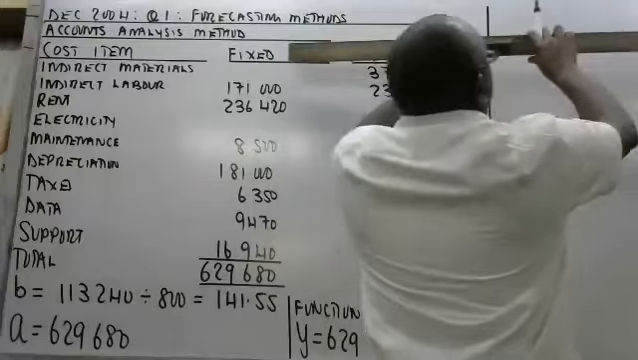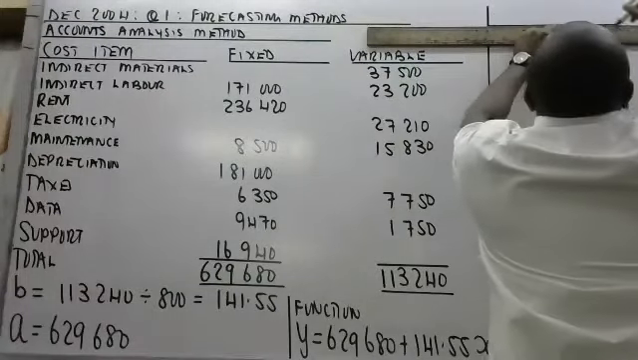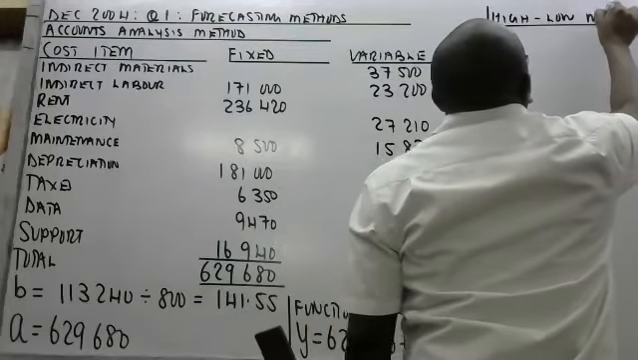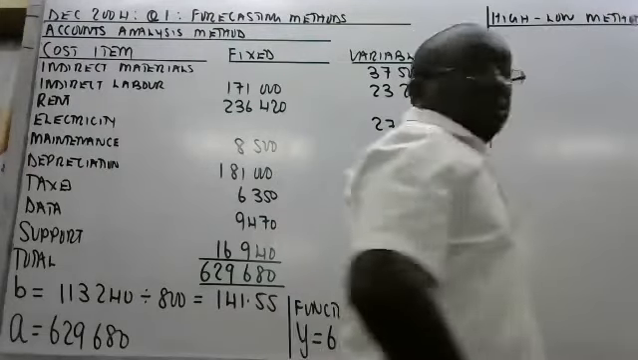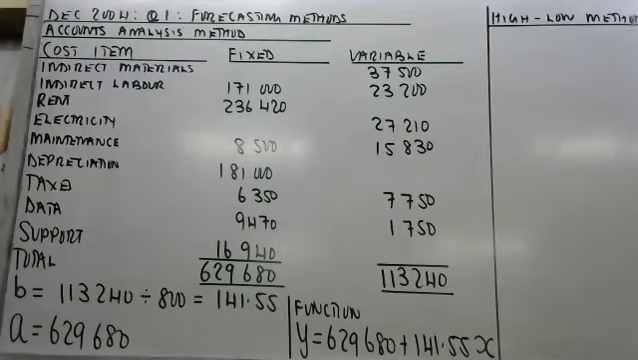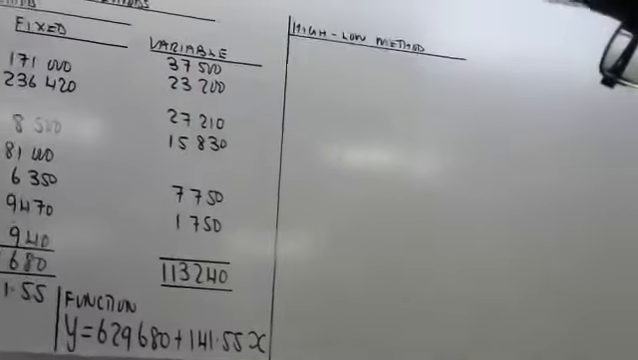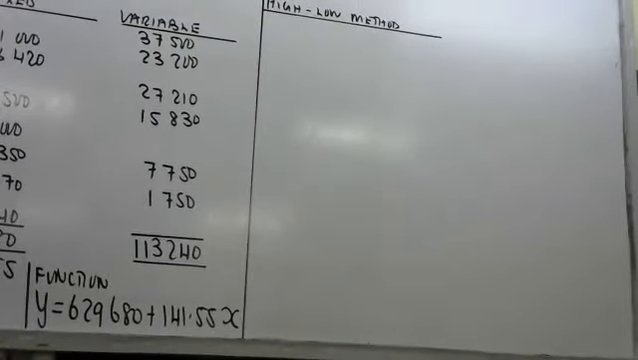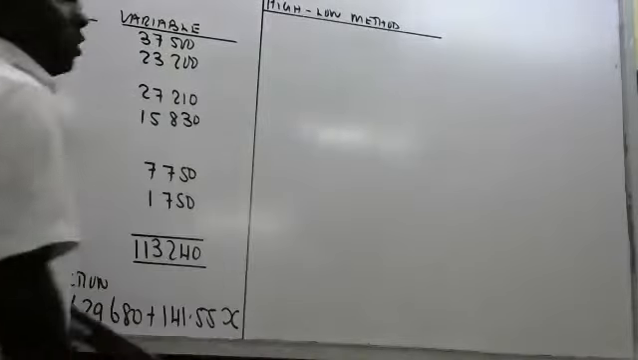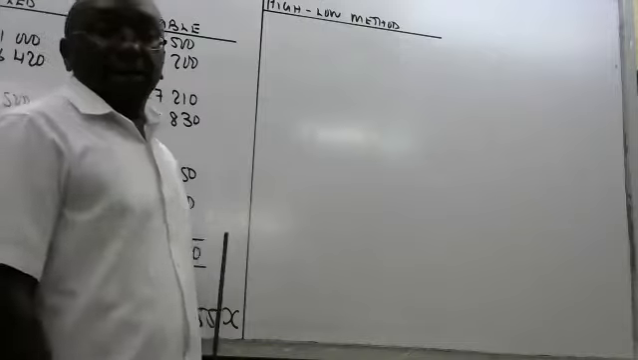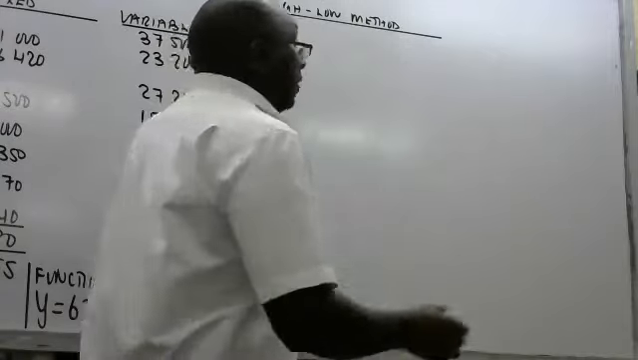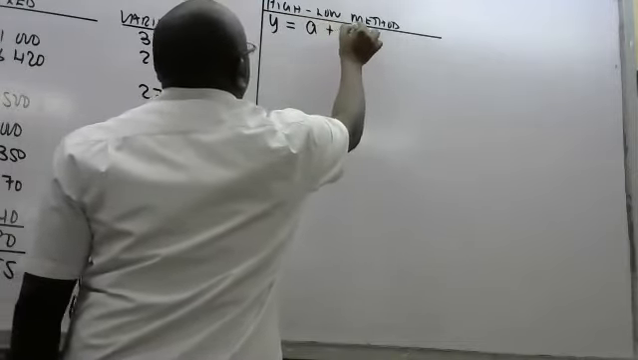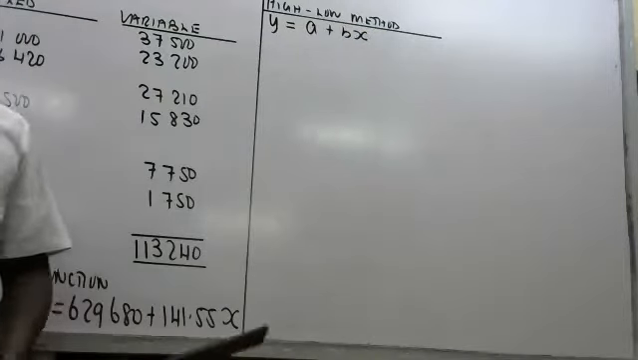Good. Let us now go to the next method, which is called the high-low method. In the high-low method, we know the formula is y is equal to a plus bx.